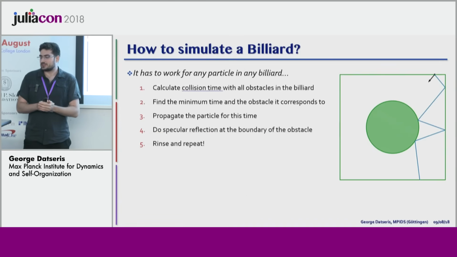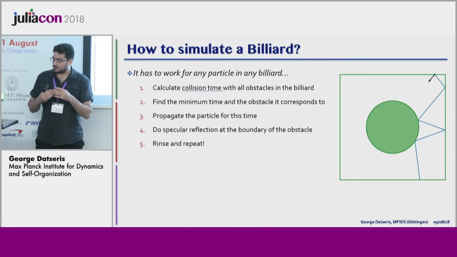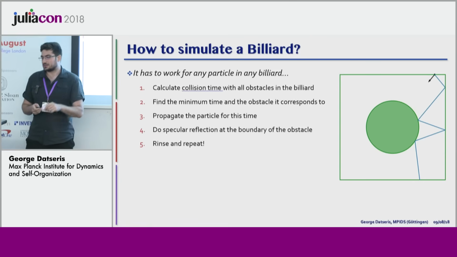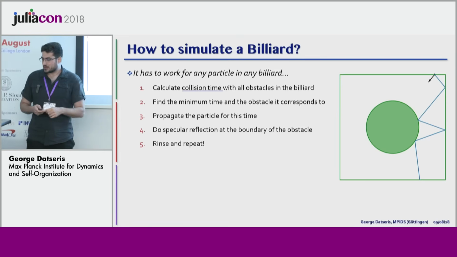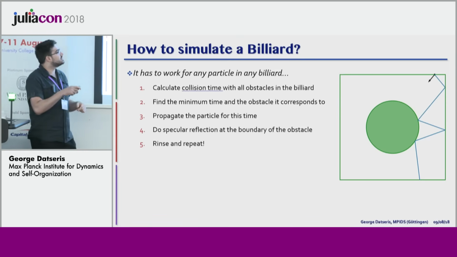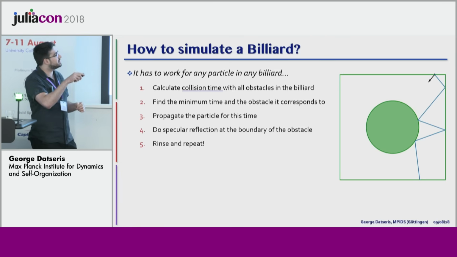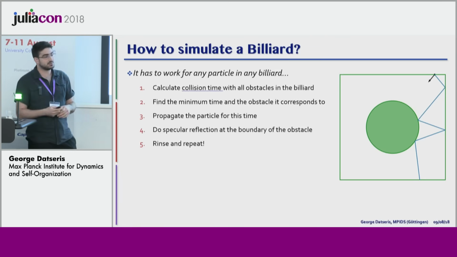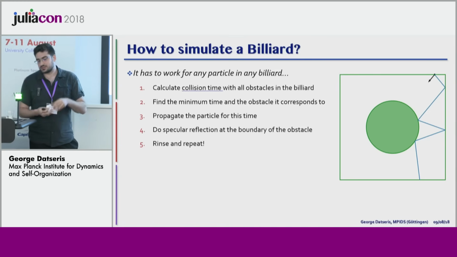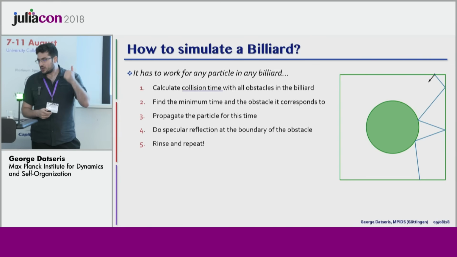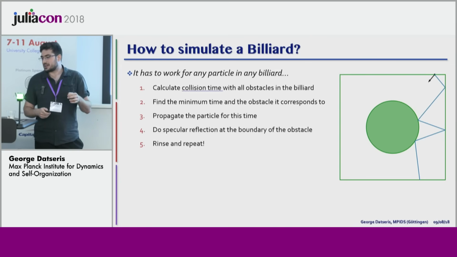And let me now give you an example of how we use Julia. To simulate a billiard, you have the following problem. You have your particle somewhere, and you want to find the next collision of this particle. So the way you do this is you compute the collision time with all obstacles. By obstacles, I mean these walls or this disk. You compute the collision time with all of them, and to find the next collision, you simply find the minimum time. So you find the minimum time and the obstacle it corresponds to, and then you say, okay, I found it.